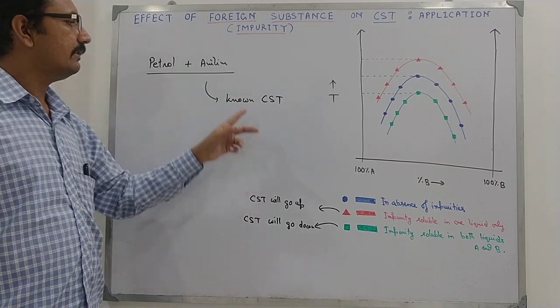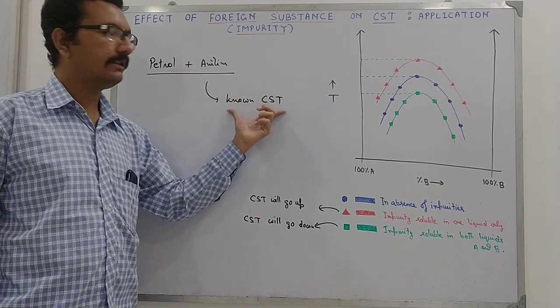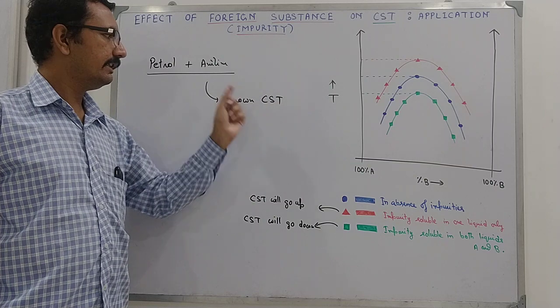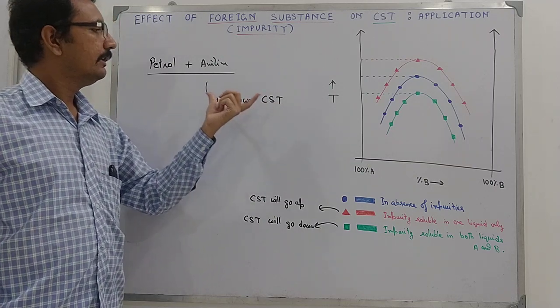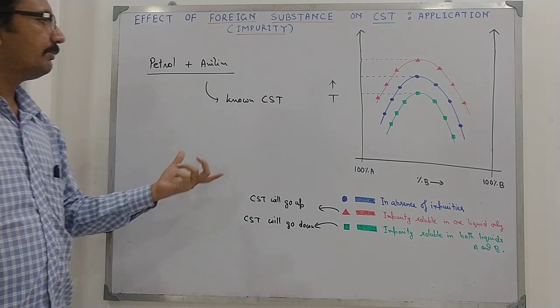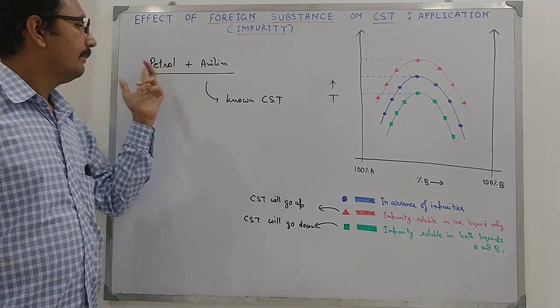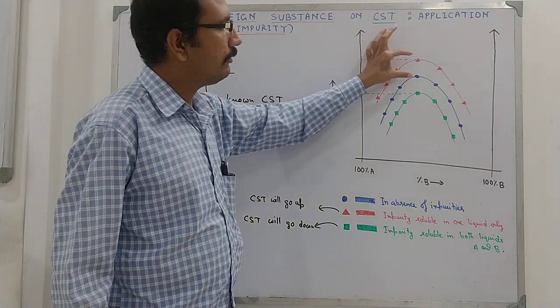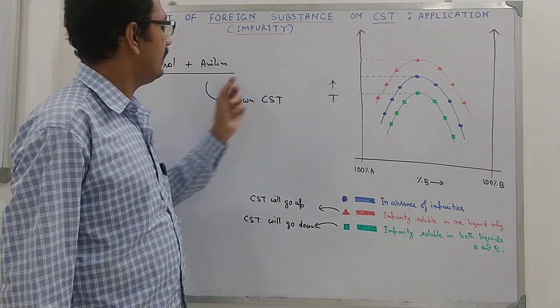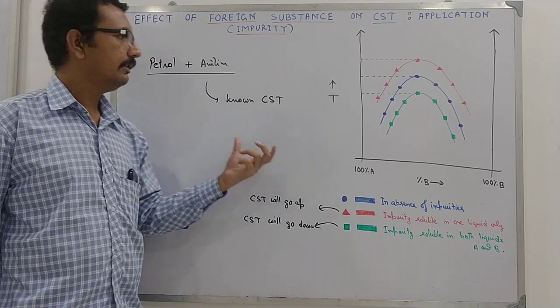If you found that the CST is greater than the known CST, if you found that the experimentally obtained CST is greater than the known CST, then it is confirmed that there is adulteration in petrol. And by measuring the amount of increase, you can also determine the amount of adulteration present in petrol.